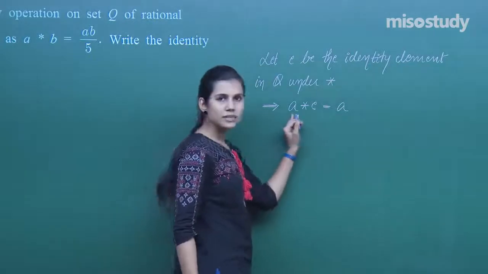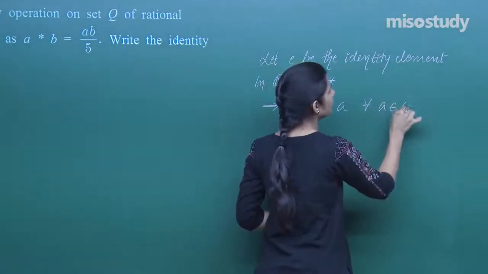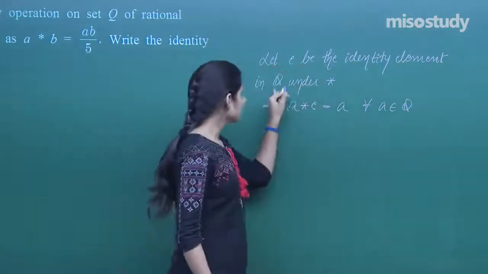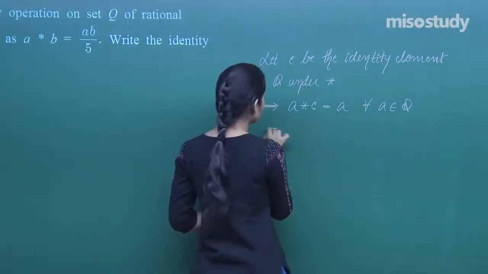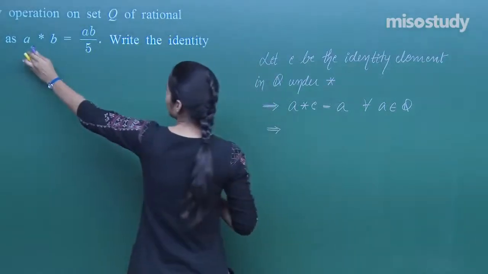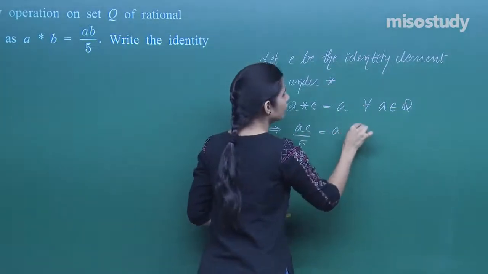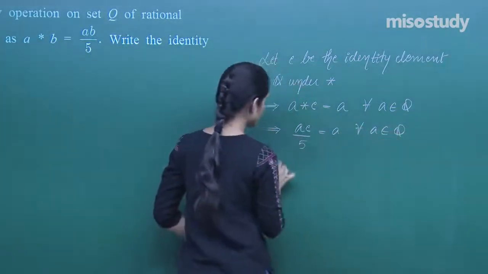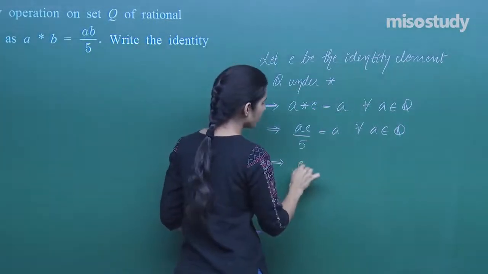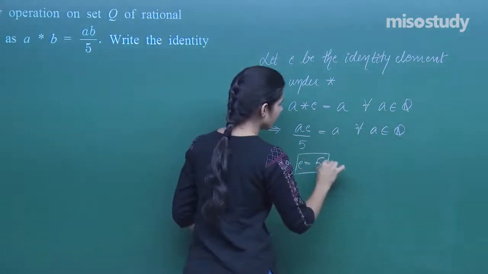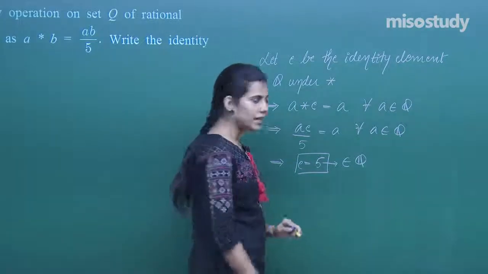The identity of any element does not change when it is operated with the identity element, and this is true for every rational number because right now the set in concern for us is the set of rational numbers. This implies A star E is A for all A in the set of rationals. A star E is AE by 5. So it is AE by 5 equals A for all A in the set of rationals, which implies what? Clearly you can see this is AE equals 5A and therefore E is equal to 5. And 5 very much is a rational number. So the rational number 5 happens to be the identity element.